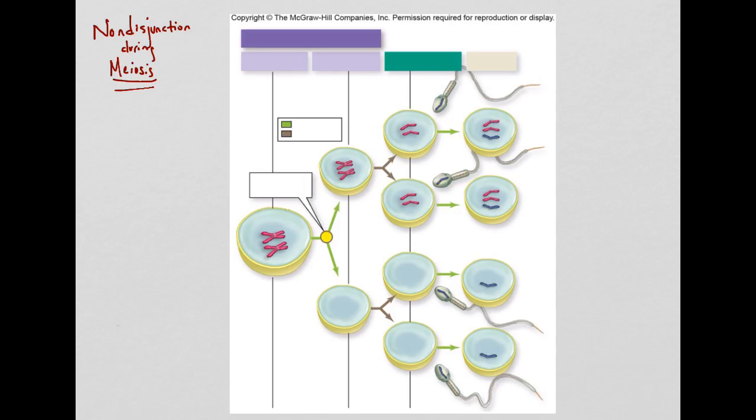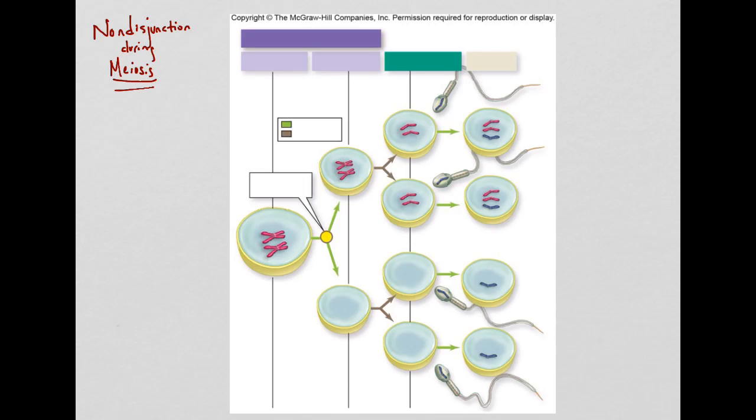It's figure 9.12, and I'm just going to go ahead and go through it and describe it as we did in class instead of trying to draw this thing out. Okay, so a non-disjunction, like I said, is the failure of the chromosomes to separate properly. If they don't separate properly, then you end up with daughter cells that don't have the right number of chromosomes.